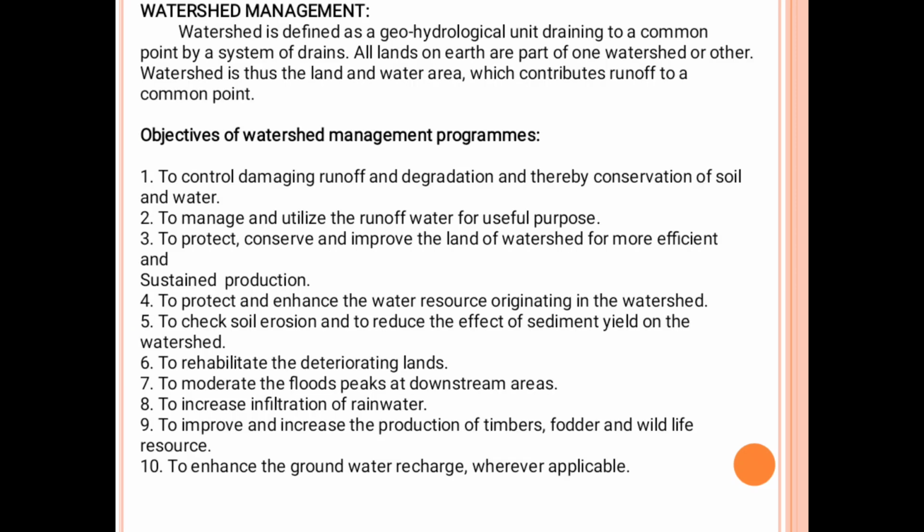This is the management of the watersheds: to control the damaging runoff, to manage and replace the runoff water, to protect, conserve and improve the land of the watersheds, to protect and enhance the water resources, to check soil erosion or to reduce the effect of sediment yield, to rehabilitate deteriorated lands, to moderate flood peaks at the downstream areas, to increase the infiltration of rainwater, to improve and increase the production of timber, to enhance the groundwater recharge.